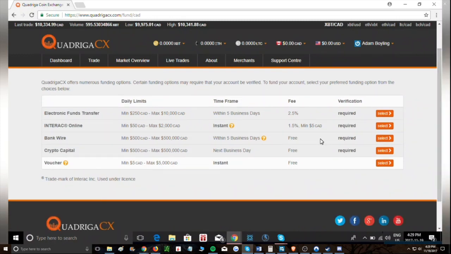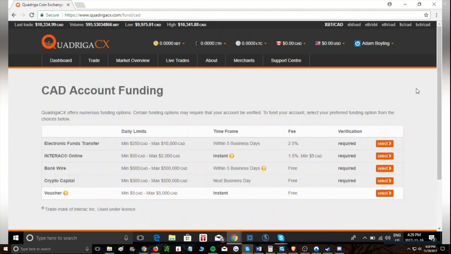Bank wire is definitely the best option. There's zero fee. Go into your bank. It says within 5 business days. I've done, I believe, 3 different wires, and all came to my account within 24 hours, which is fantastic. Coinbase can take up to 5 to 7 business days sometimes, apparently. So I definitely like the speed that Quadriga offers to get the money in.